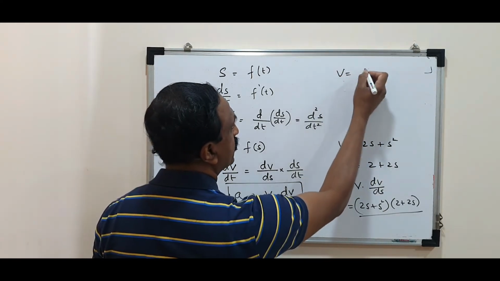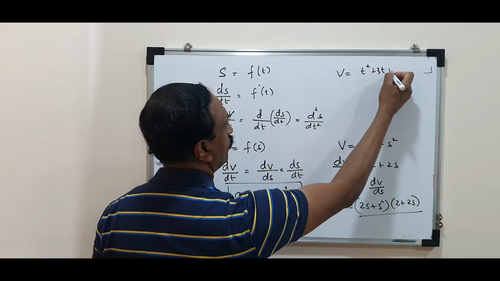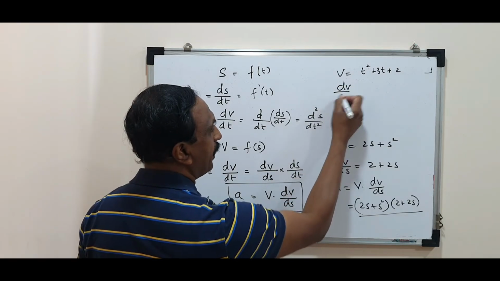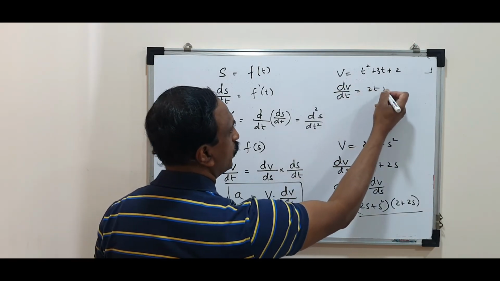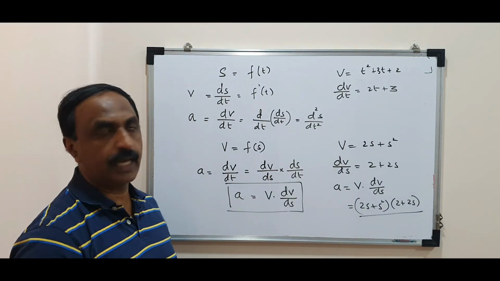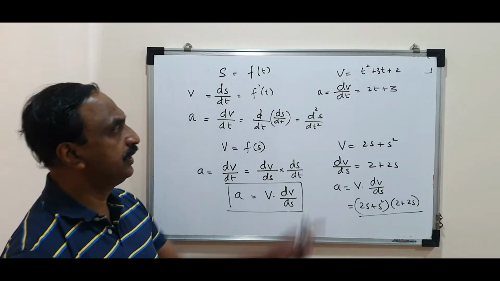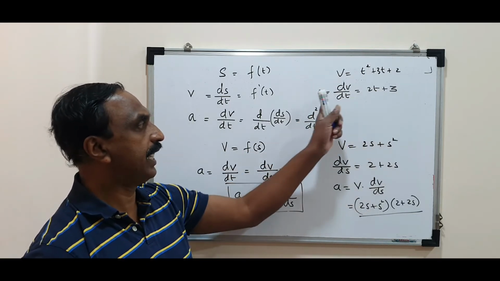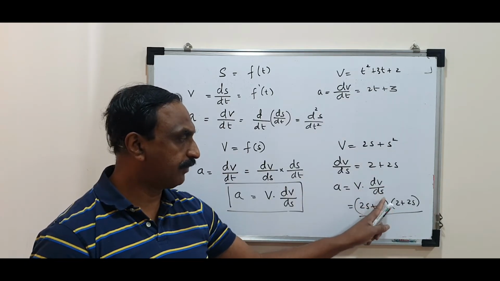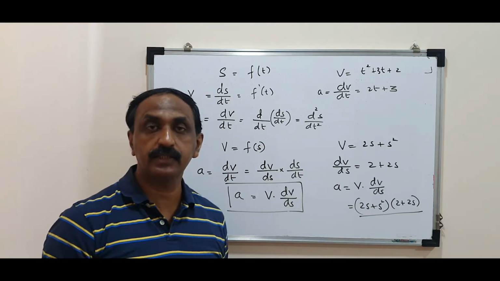If velocity is given as a function of time, then acceleration can be obtained directly by differentiating with respect to t. So 2t plus 3 will give me directly the formula to calculate the acceleration. So there are two ways to find the acceleration. One, directly differentiating velocity with respect to time. Another, differentiating velocity with respect to displacement and multiplying with velocity again, you will get the formula for acceleration.